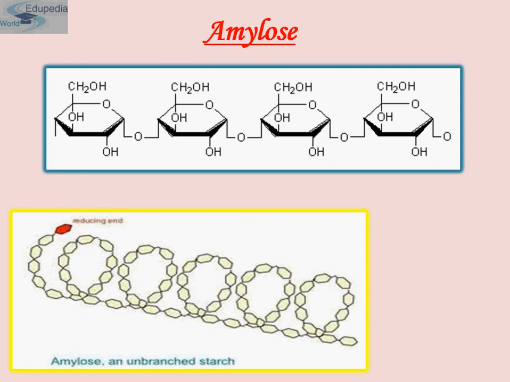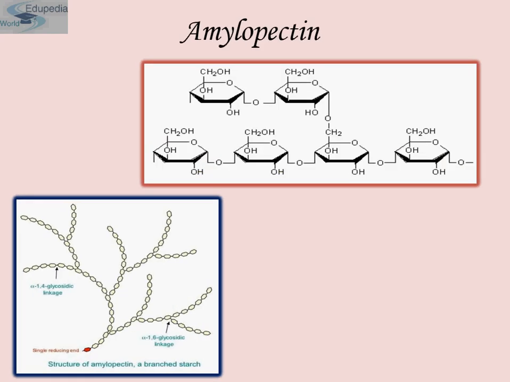Now come to amylopectin. Amylopectin is formed by non-random alpha 1,6 branching of the amylose-type alpha 1,4-D-glucose structure. Each amylopectin molecule contains millions of glucose residues, about 5% of which form branch points. As you can see, this is the single reducing end of amylopectin. The branching has alpha 1,6 glycosidic linkage, and the main chain has alpha 1,4 glycosidic linkage.